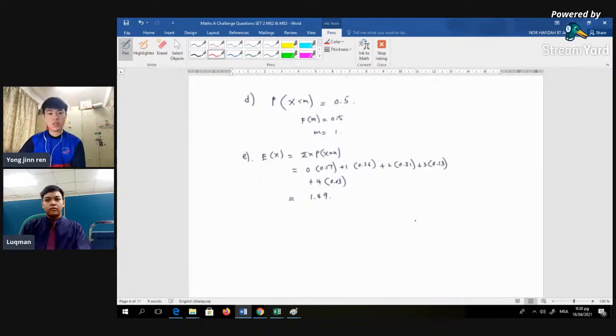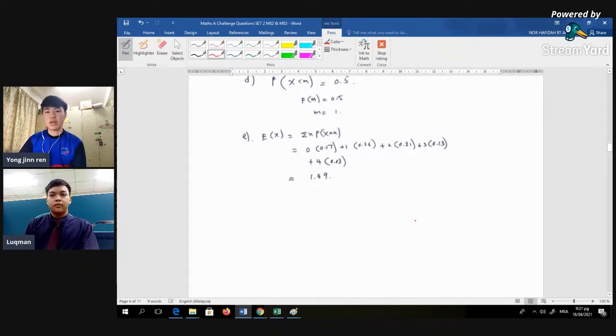For question E, what is the most probable number of recalibrations in a week? The keyword in this question is the most probable number, which means the expected value, or the expectation. So we can straightforwardly use the formula of expectation: E(X) equals the summation of x multiplied by the probability of X equals x. We multiply x with the probability, and then sum all of them up, and we get the final answer, which is 1.49. So that's the final answer for question 2E. And that's all for question 2. Thank you.